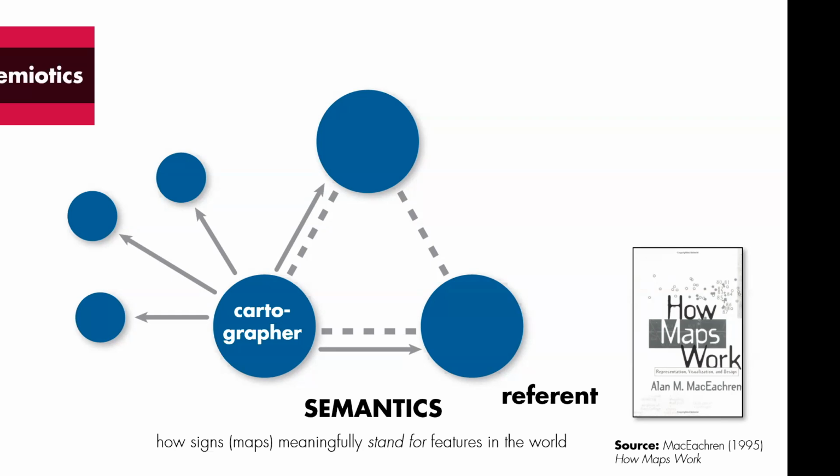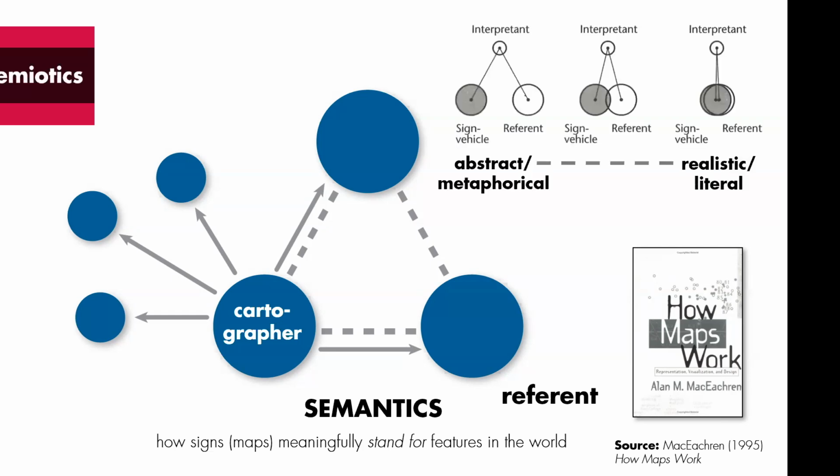So not just Alan, but I think his real contribution is really putting it all together in a package that makes sense to a cartographer. One thing that's important is, though, even though semantics is the relationship of that sign vehicle to the referent, it still is being mediated by the interpretant. And so we get a different interpretive distance depending on the sign vehicle we choose.